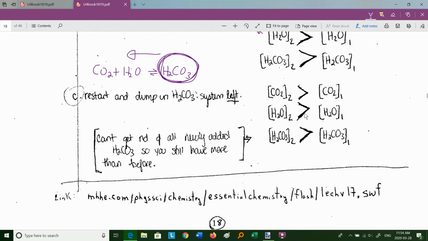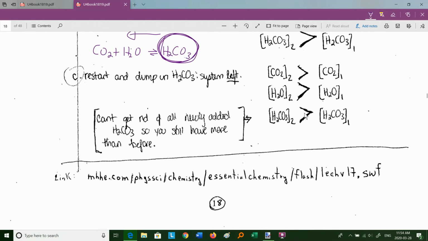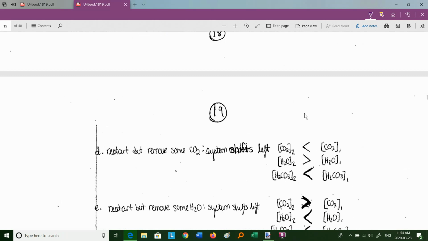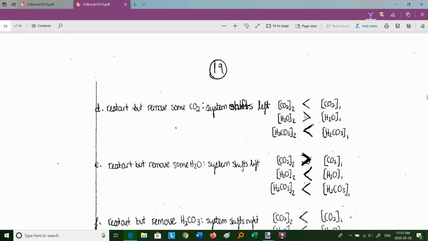So now let's scroll down here and go to page 19. Okay, so now we're going to restart. I'm going to rewrite the equation again. CO2, oh, I have this stylus, this little pen that I write on, and sometimes I write, rather than on my tablet, I write on the mouse pad, and it doesn't work. CO2 plus H2O goes to H2CO3.